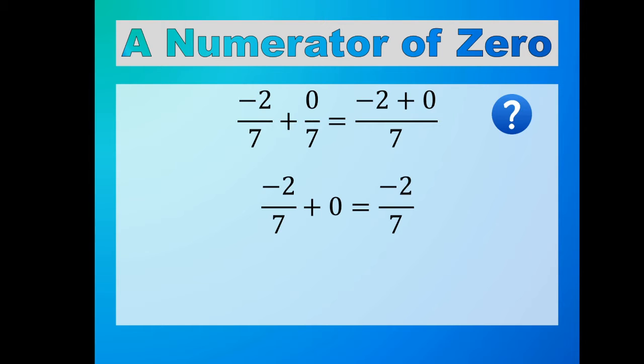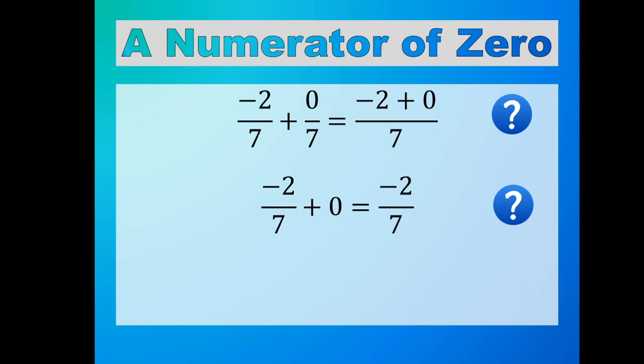On the right side, I exchanged the negative 2 plus 0 for negative 2. How do I know that negative 2 plus 0 is equal to negative 2? Well, I know that anything plus 0 is equal to that anything. I explained why in a previous video, and the link for that video is in the description of this video.